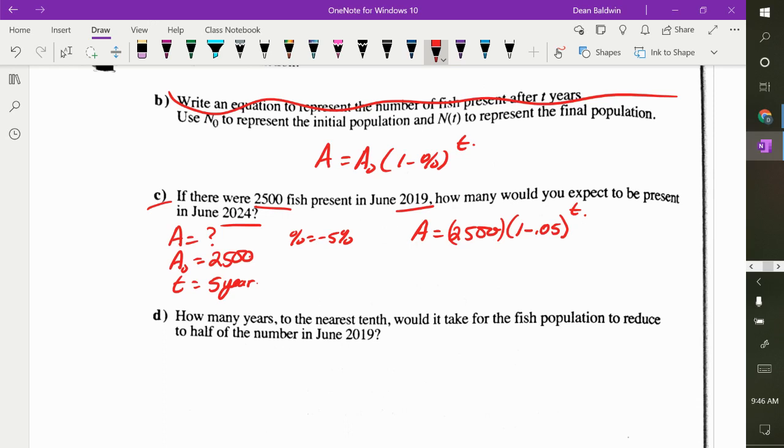Does that make sense, that formula? Because we're decreasing, right? So it's 1 minus 0.05. So I get 1 minus 0.05 is 0.95. Time is actually 5 years, I can put that in. So if you punch all that in, you get 1934. Is that what we got?